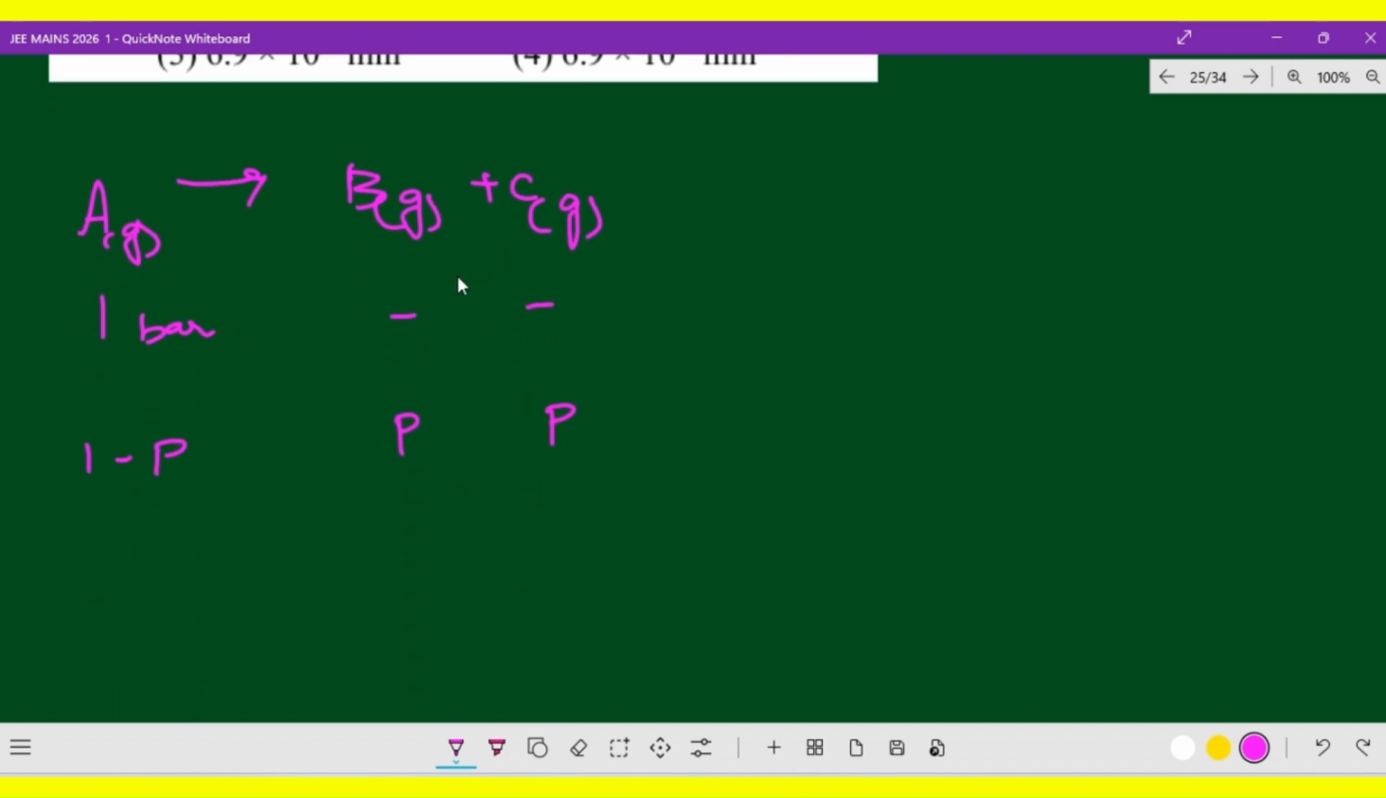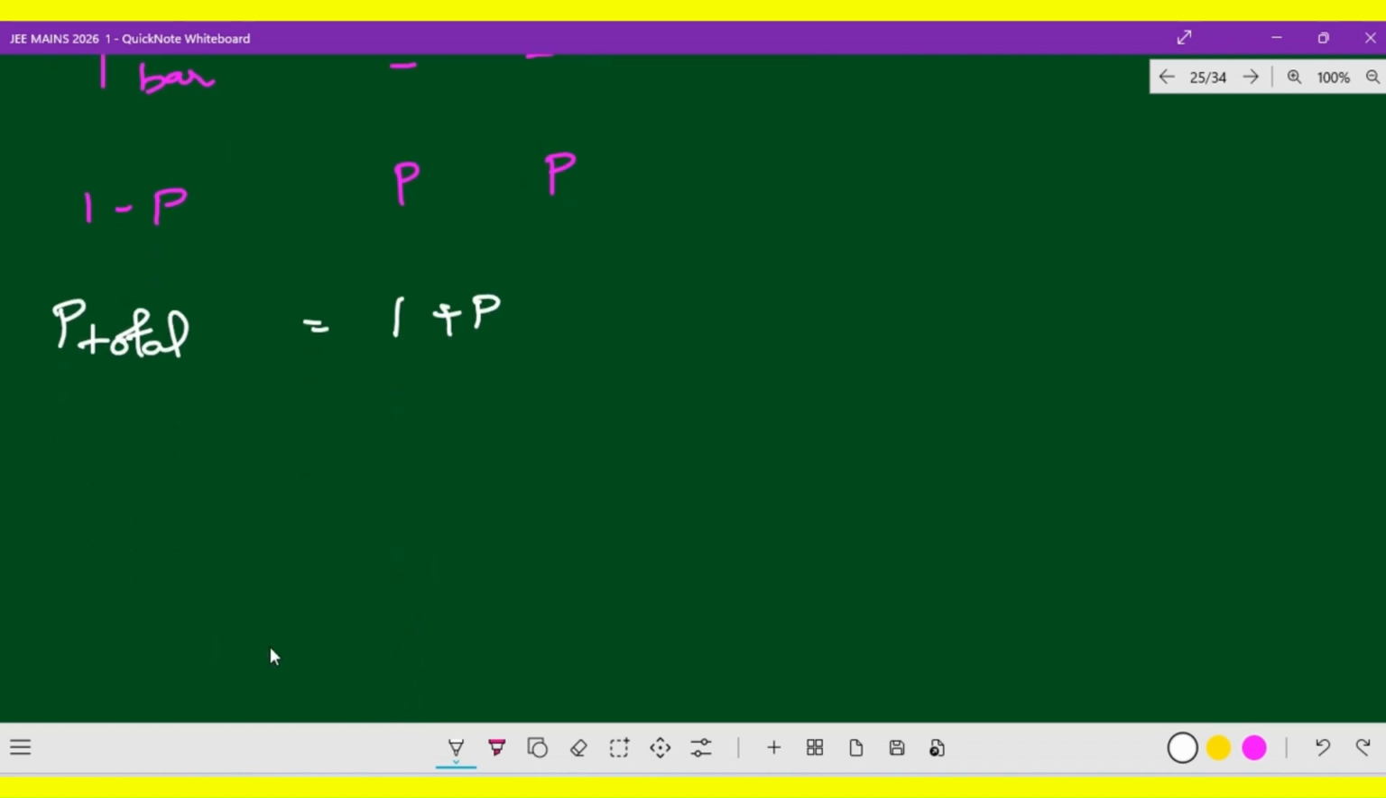So total pressure, P total, equals 1 plus P. This is actually the total pressure 1.5 bar. So 1.5 bar equals 1 plus P. So P equals 1.5 minus 1, and you are getting 0.5 bar.